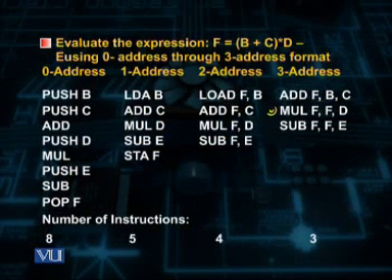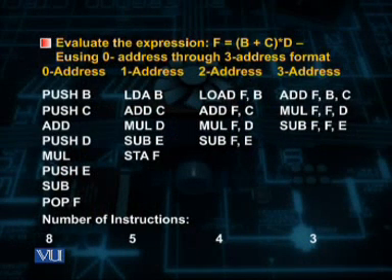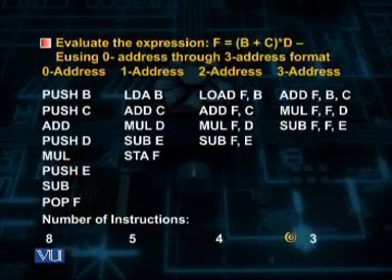The next instruction, which is MUL F F D, means that we want to multiply the contents of F with the contents of D, and whatever the result is, it will be stored at location F. This means that the first part of the expression is now complete, and from this value we have to subtract the value of E. This subtraction can be done with the help of the last instruction, which is SUB F F E, meaning subtract the value of E from the value available in F and make the result available at F. As you can see, it requires only 3 instructions in order to execute this expression.